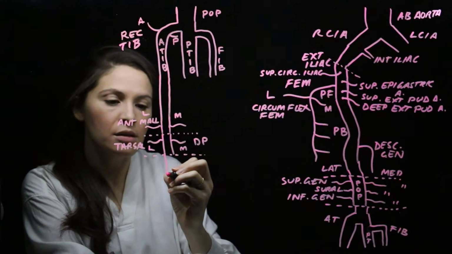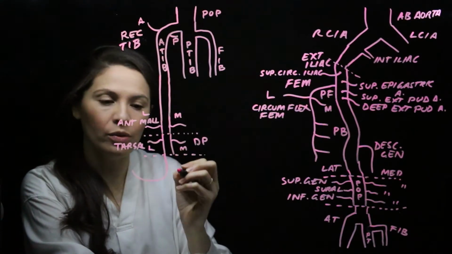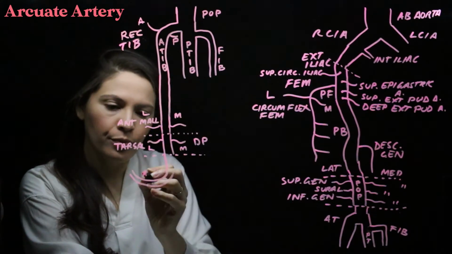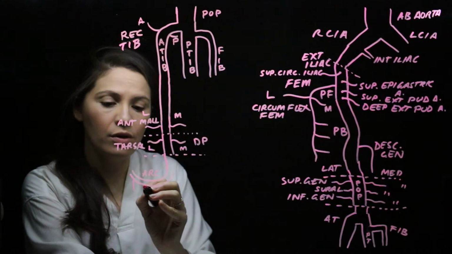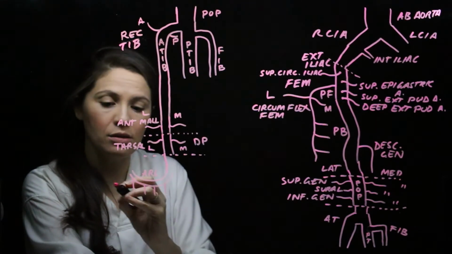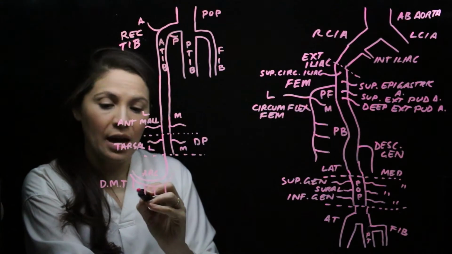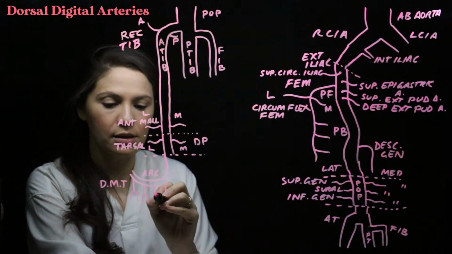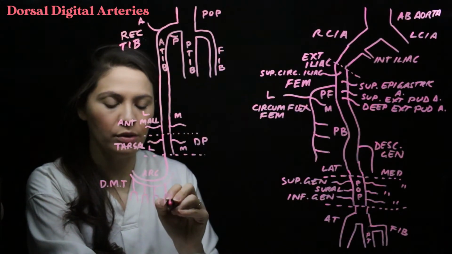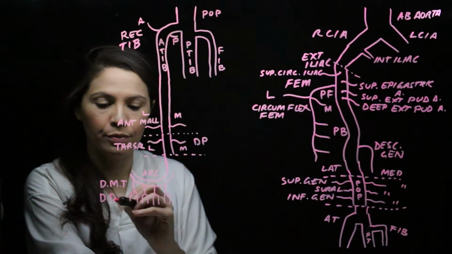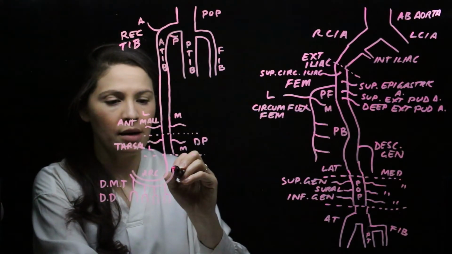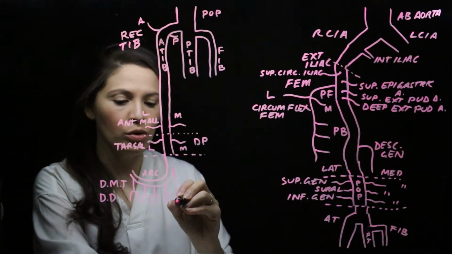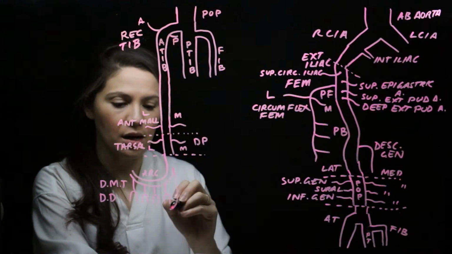The dorsalis pedis will then turn into the arcuate artery as it goes over the dorsum of the foot. And the arcuate is going to give off your dorsal metatarsal arteries. And then your dorsal metatarsal arteries will give off your dorsal digital arteries, which will run up on each side of the toe. You will also get a branch of the dorsalis pedis that is going to contribute to the deep plantar arch.